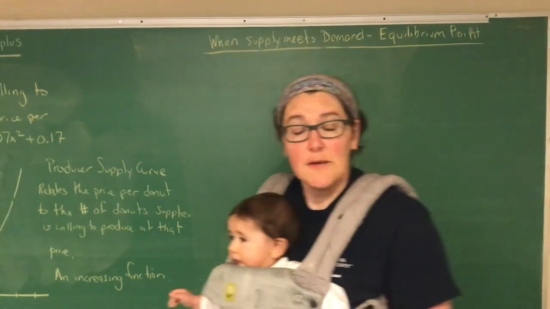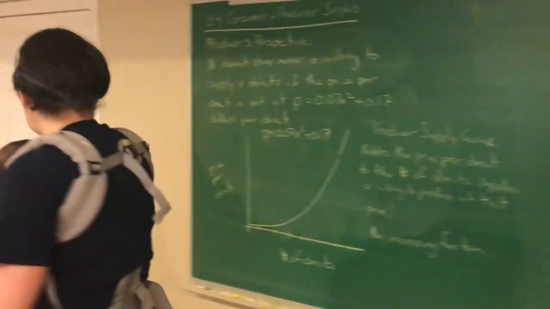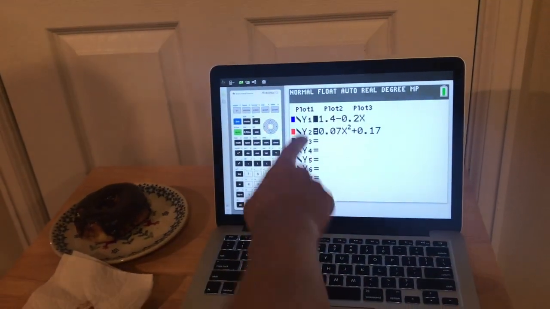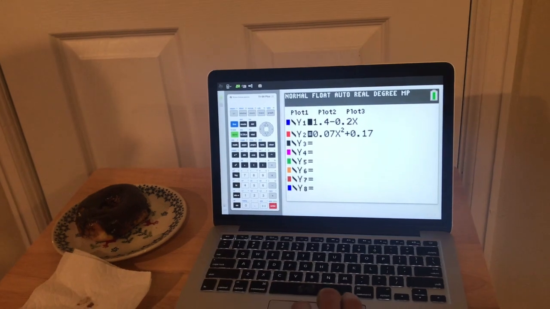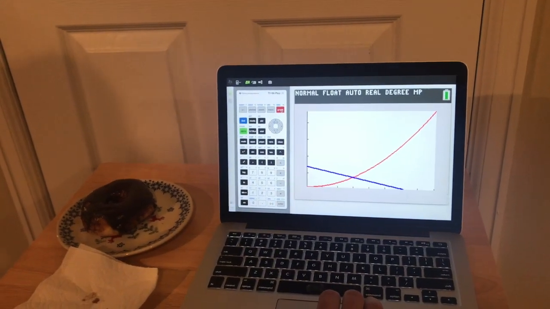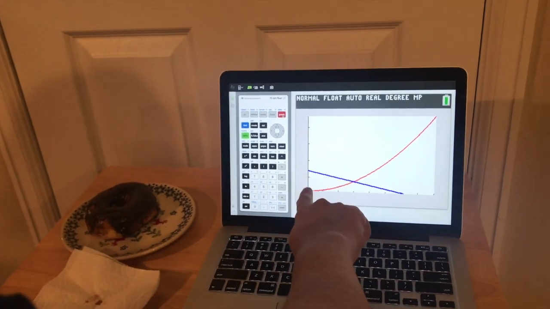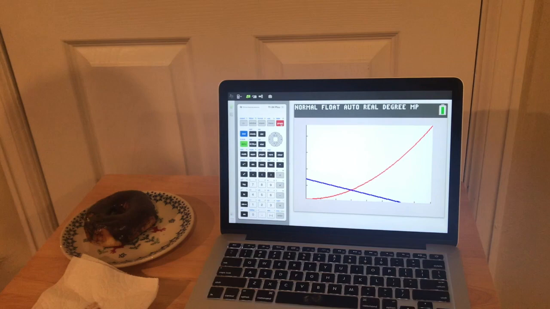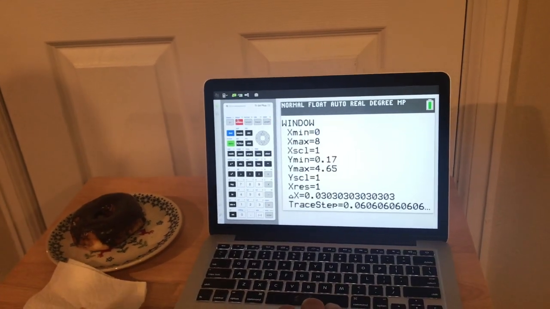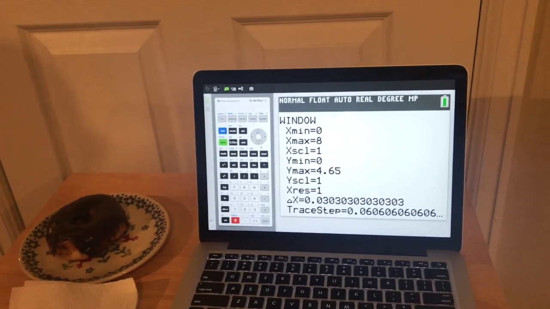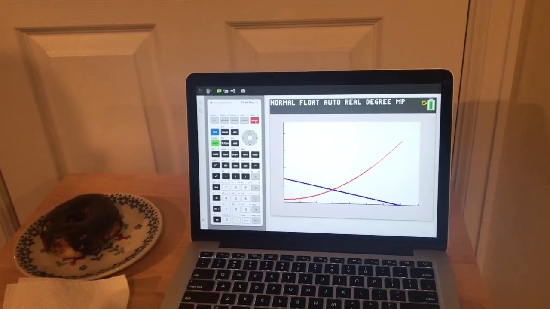Okay, so to talk about this equilibrium point, we're going to go back over to the graphing calculator, and we're going to graph both the consumer demand curve and the producer supply curve in the same window. So here I'm going to hit enter, and now I have both of the functions activated. And I'm going to hit graph. And what I see is I have my demand function, and then I have my supply function. Now let's change this window a little bit. Let's make our y minimum 0, and we'll graph again and see what happens.